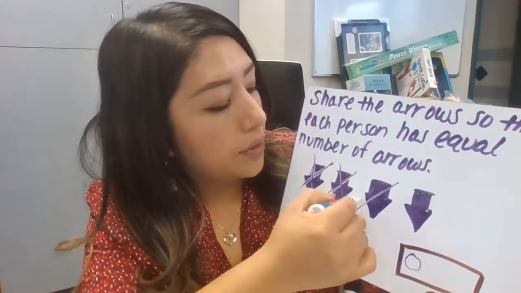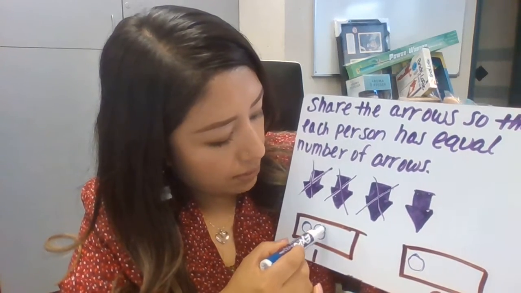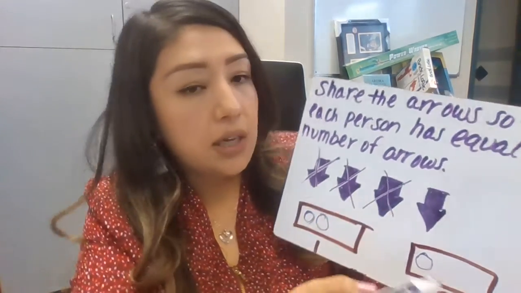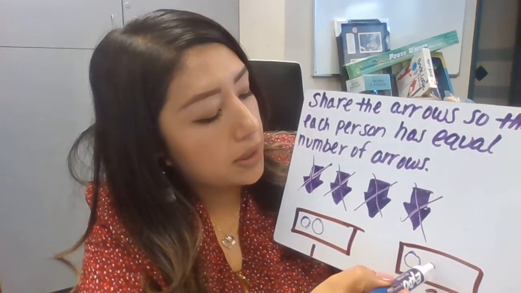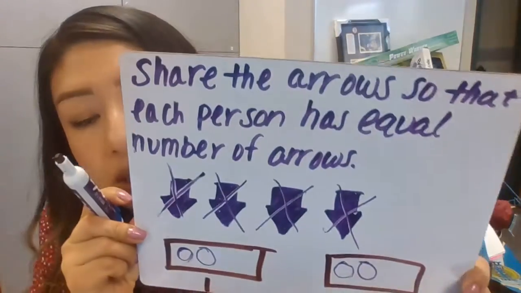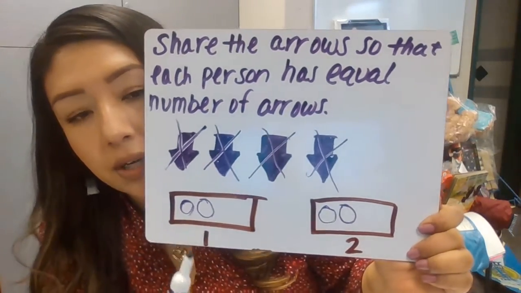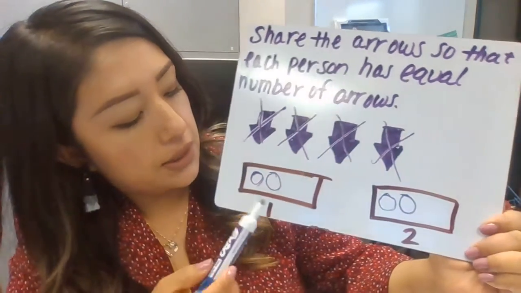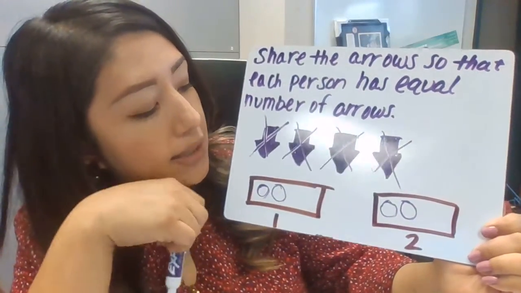I'm going to cross off the third arrow. I'm going to put it into the first rectangle that represents the first person. And then I'm left with 1 more arrow, and I'm going to put it into the second rectangle that represents the second person. Again, as you can see, I've used up all the arrows, and we can go ahead and check our work. We can see that the first person has 2 arrows, the second person has 2 arrows.